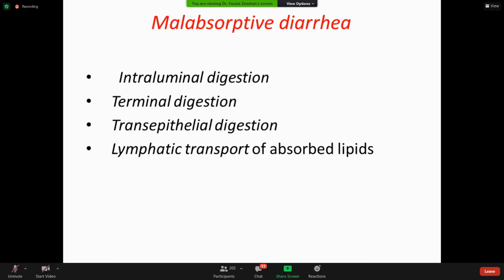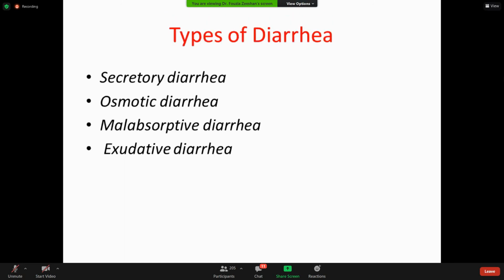In case of transepithelial digestion, it usually occurs across the small bowel epithelium to the intestinal vasculature. So if there is any defect in the transport of materials from the small bowel epithelium to the intestinal vasculature, it leads to abnormality of this transepithelial transport. Lymphatic transport usually takes place by taking absorbed lipids. But if there is something wrong with these transport channels, because lymphatic channels are running in our body at different levels, any defect in this lymphatic transport system of absorbed lipids will lead to malabsorptive diarrhea.